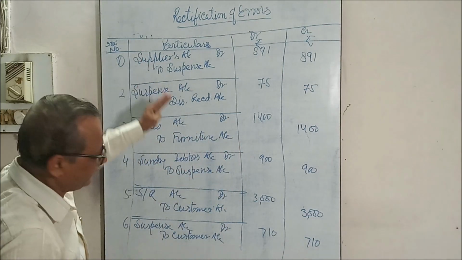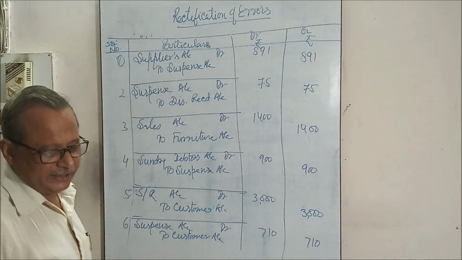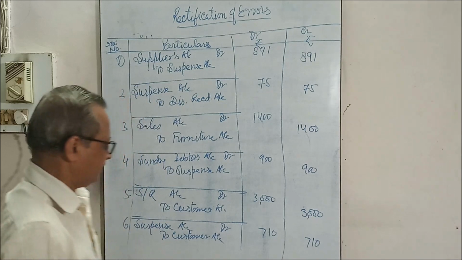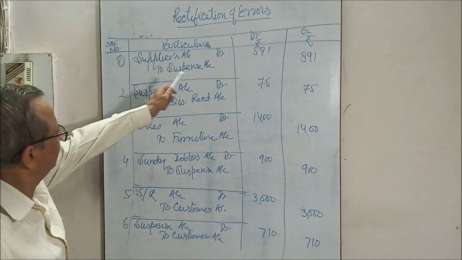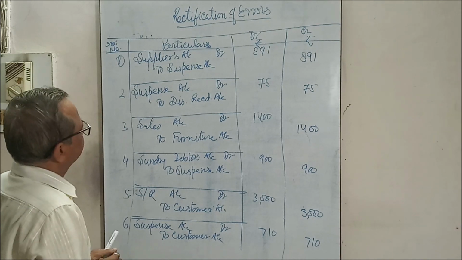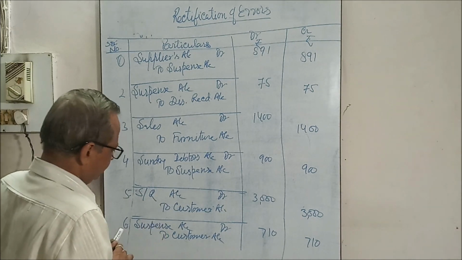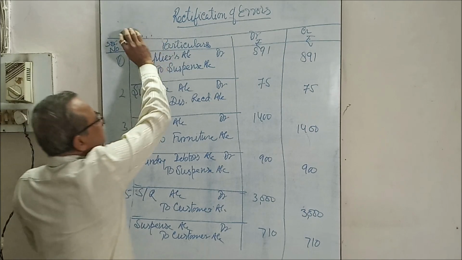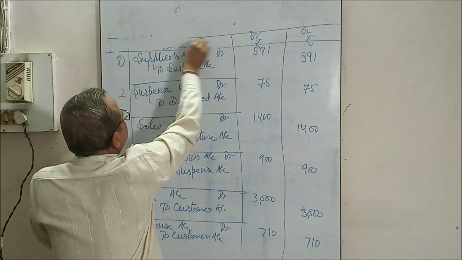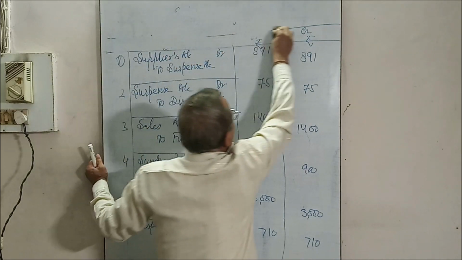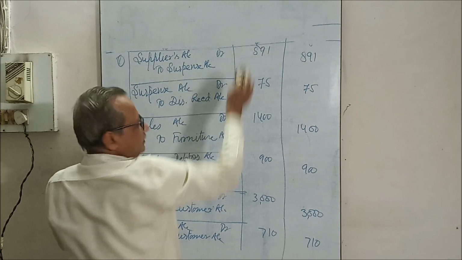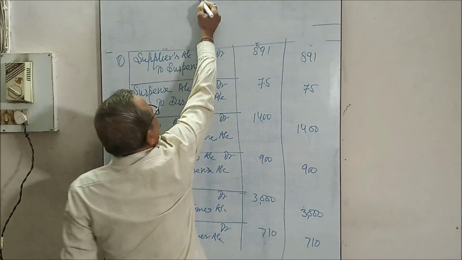Now all the rectifications have been made. Now it is asked to prepare the suspense account. How to prepare the suspense account? See it. I am preparing it on the upper side, in a very small account, to accommodate it.